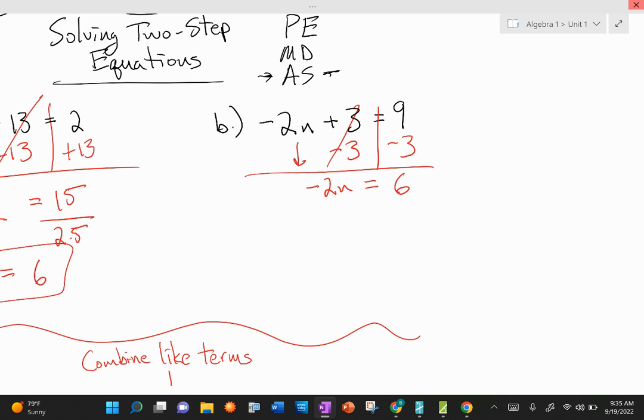Okay. Now what operation is left that's being done to the variable? Multiplication. Okay, it's a coefficient, so it's being multiplied to the variable. So what's the opposite of multiplying? I'm going to divide by negative 2. Divide by negative 2. Negative 2's will cancel out. Give me n. 6 divided by negative 2 is? Negative 3.